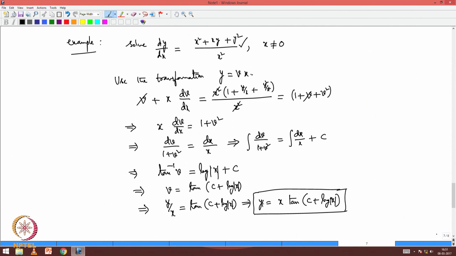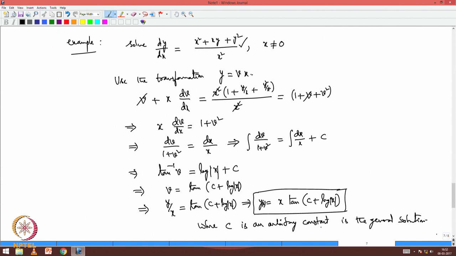So this is your general solution. y is a dependent variable, so it should be a function of x. As you can see, c is an arbitrary constant, and where c is an arbitrary constant, this is the general solution.